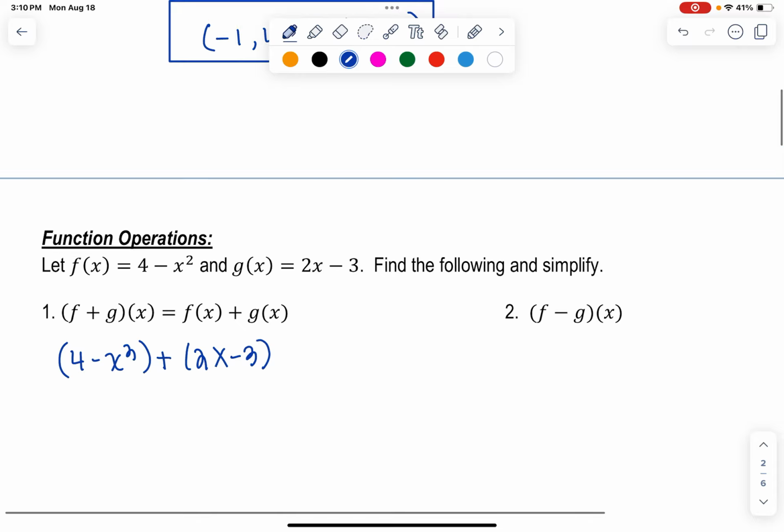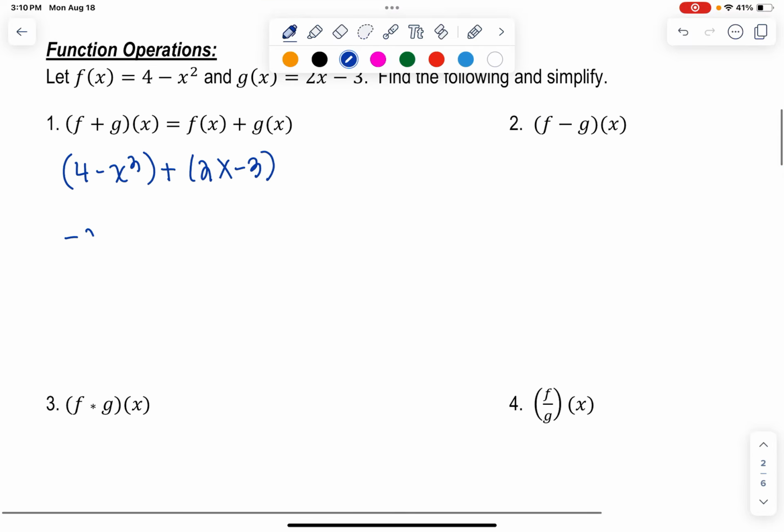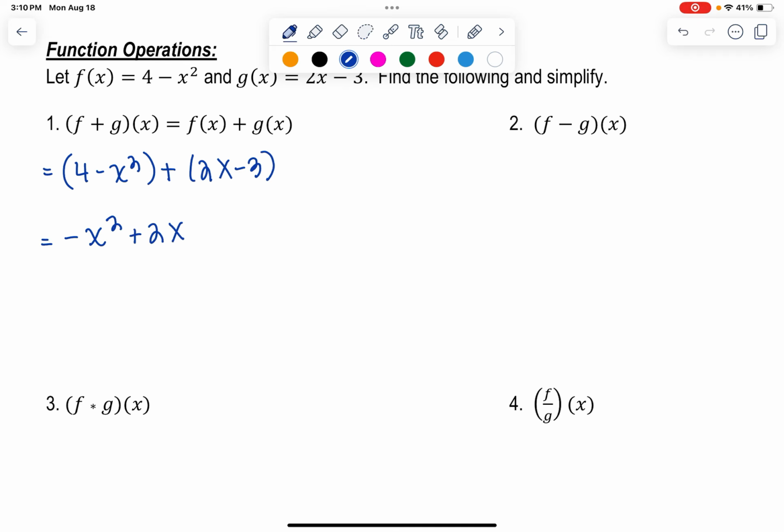So writing it in standard form and combining like terms, I'm going to start with the negative x squared, and then I have a 2x, so I'm going to do plus 2x. And then a 4 and a negative 3 is plus 1. So there is my f of x plus g of x, or f plus g of x. Negative x squared plus 2x plus 1.